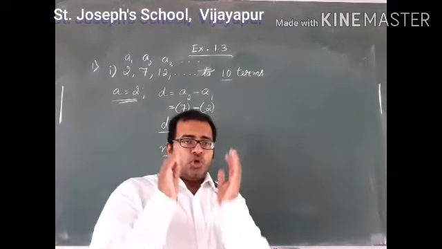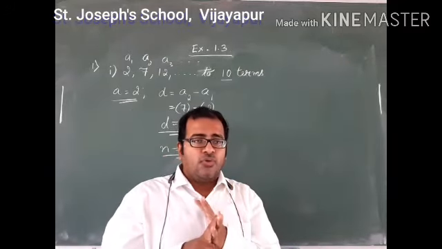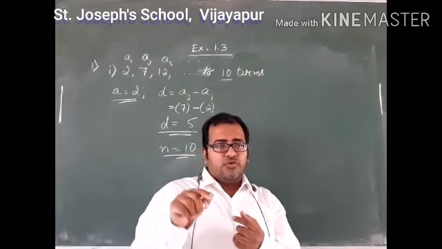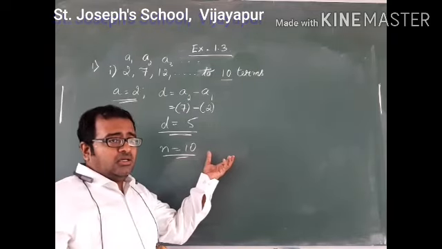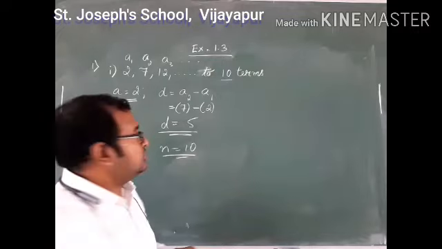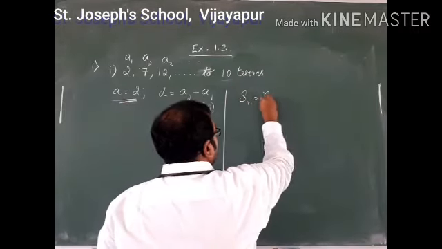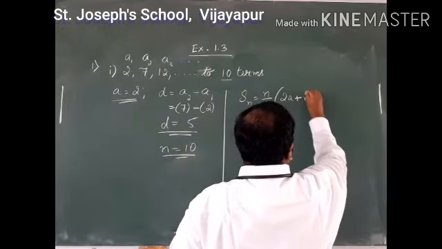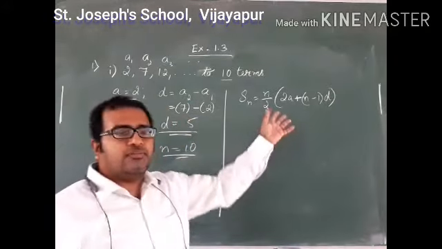We cannot go for the shorter formula because there you also need the last term. Here the last term is not yet found out. You can of course go for the an formula, find out the last term and then use the short Sn formula. But the better option is to directly use the Sn formula, which is the longer version. So Sn is equal to n upon 2 into 2a plus (n minus 1) into d. This is better because in one step we will get the answer.